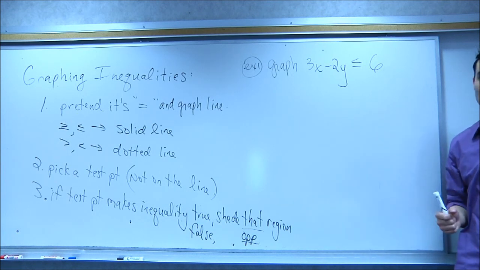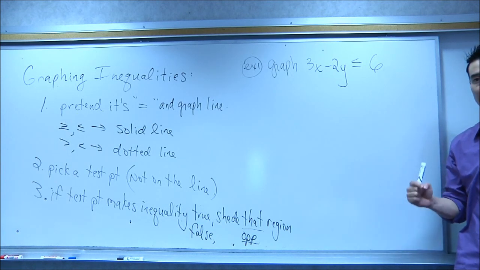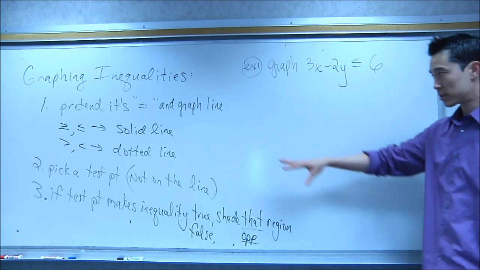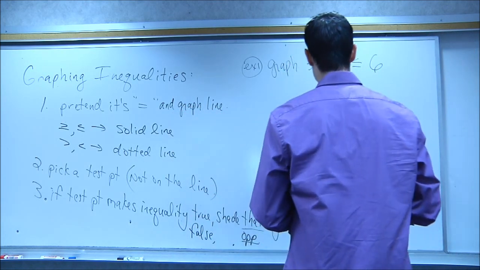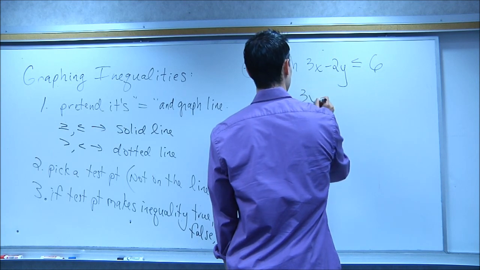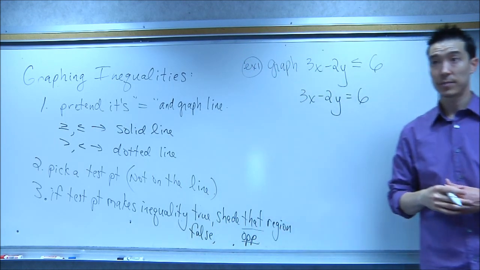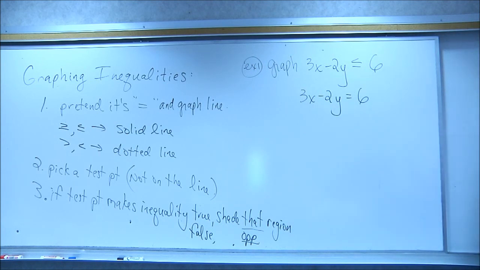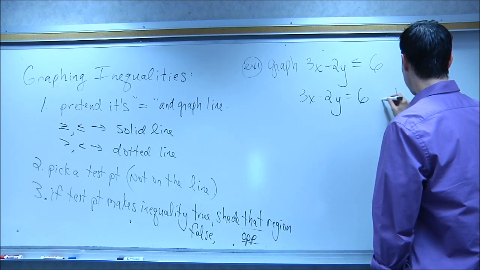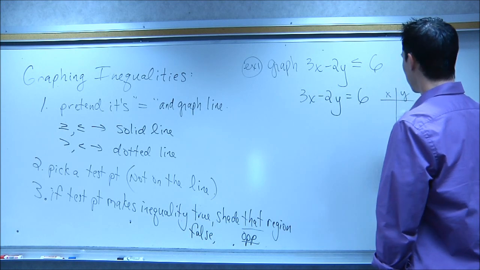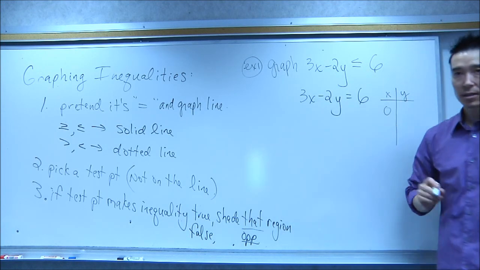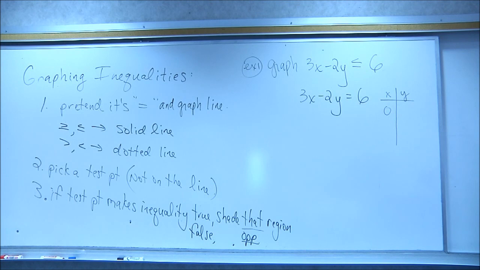So step number one, I'm gonna pretend it's an equal sign and I'm gonna graph that line, okay? So we're just gonna follow these steps. Pretend it's an equal sign. Great, I'm gonna pretend it's 3x minus 2y equals 6. And I spent about 2 weeks learning how to graph lines, so hopefully I should be pretty good at graphing this line, okay? So what is one way to graphing a line? What's an easy way? Just doing a table, right? So if I let x be 0 in my table here, what does y have to be to make this a true statement?